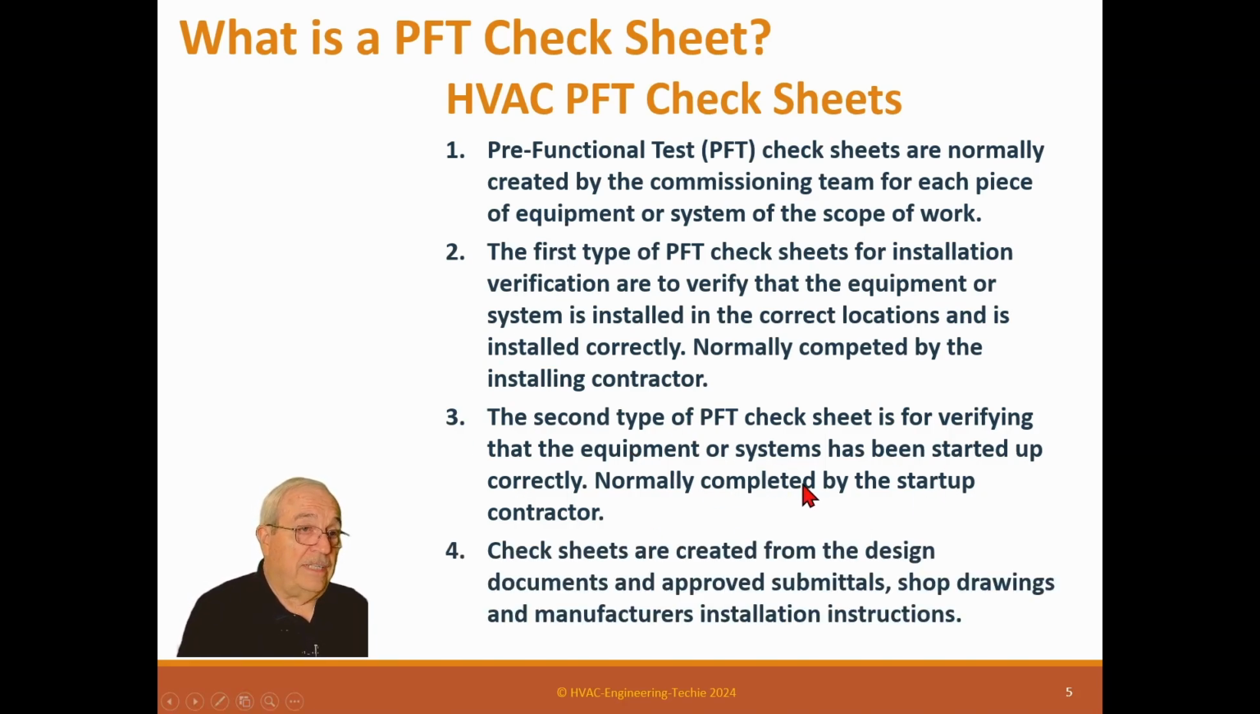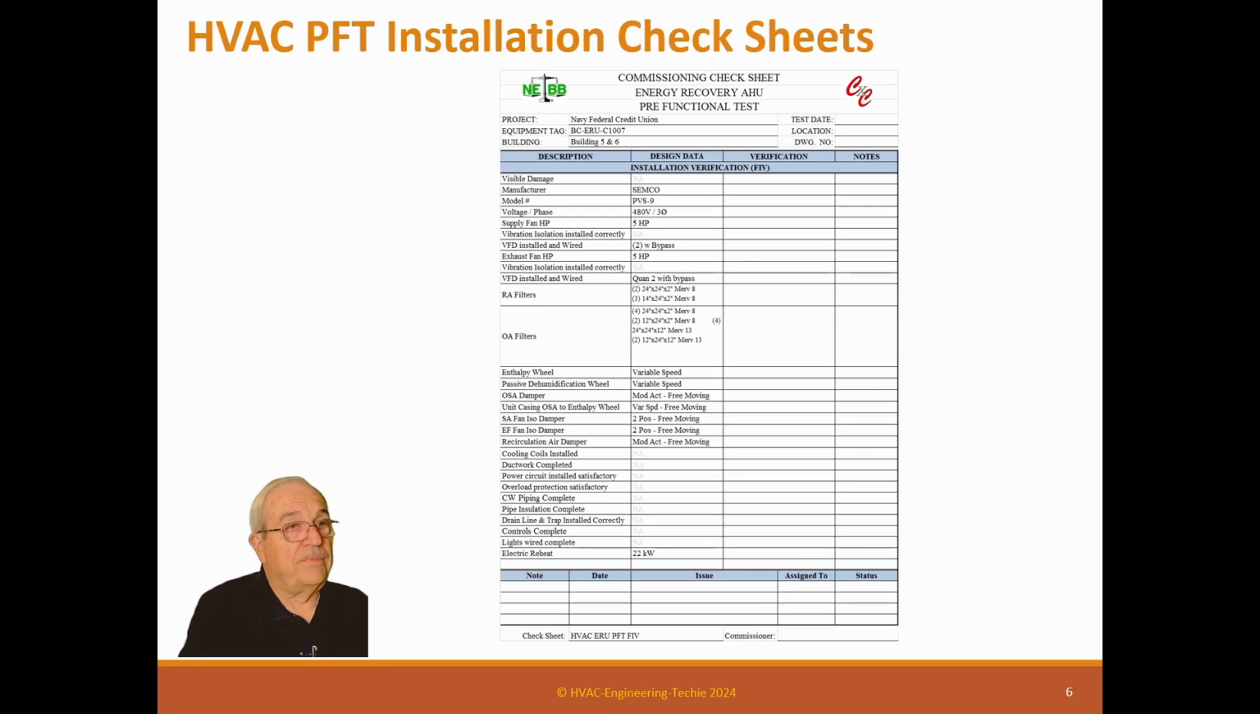As a matter of fact, even if you have it in there, you might not get it, at least not on the first round. Check sheets are created from the design documents and approved submittals, shop drawings, and manufacturer's installation instructions. The data they give you, the submittal data, and the O&M manual has all this stuff in there. I mean, they give it enough so the contractors know how to do this stuff.